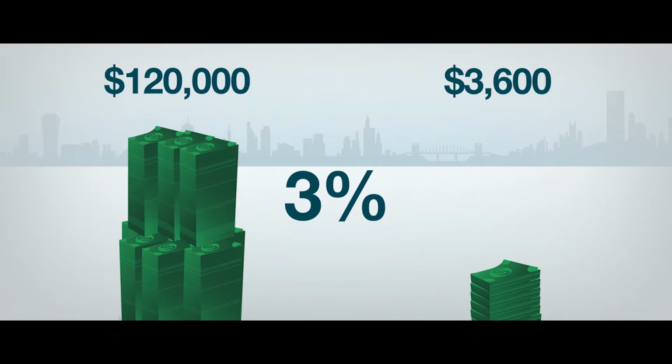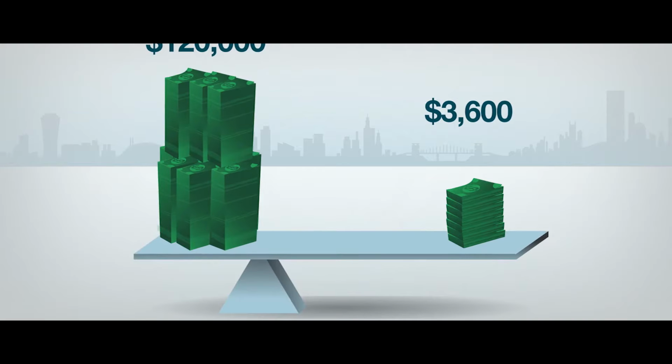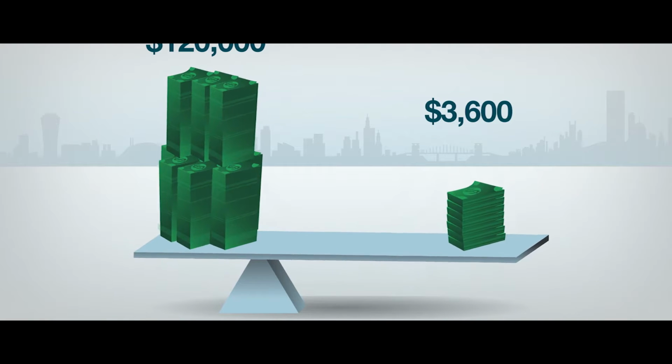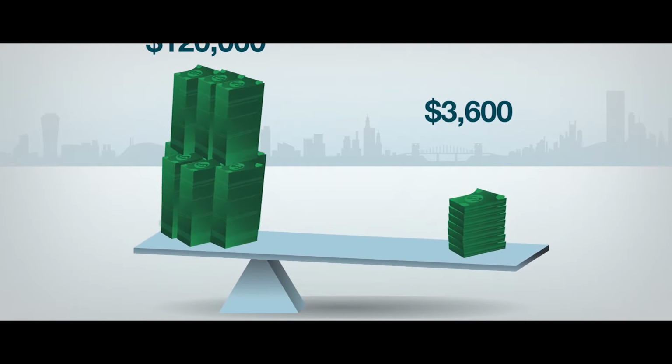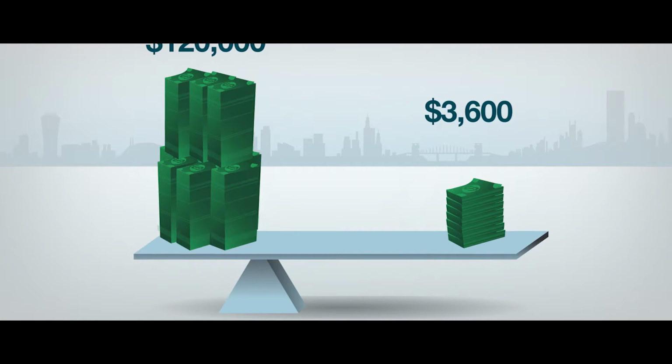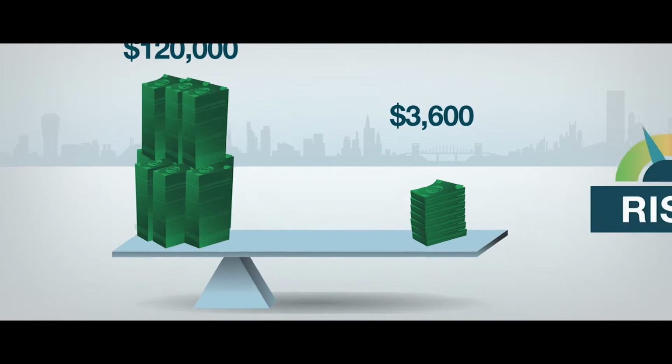This brings us to another key element of the forex market: leverage. Leverage enables investors to control a large investment with a relatively small amount of money. In this example, the investor is able to control $120,000 with $3,600. The leverage associated with currency pairs is one of the biggest benefits of the forex market, but it's also one of the biggest risks.